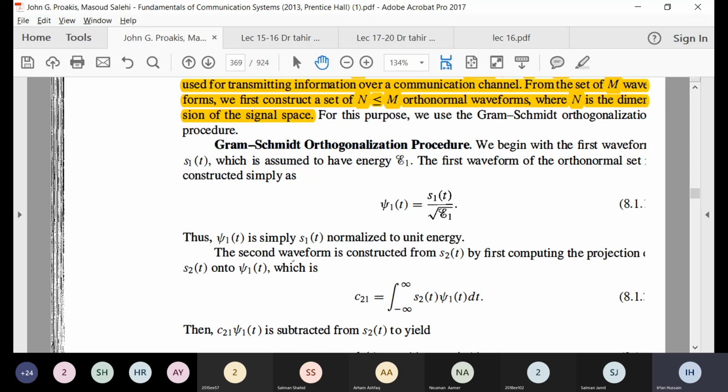Does everyone know how to find the energy of the signal? Hasib Zahid Saab, do you know how to find the energy of a signal? x of t is the signal. How can I find its energy? Can you hear me, Hasib Zahid Saab? Roll number 170. It has gone silent. All right, Saman Jameel Saab, can you hear me? Yes, sir. Do you know how to find the energy of a signal x of t?